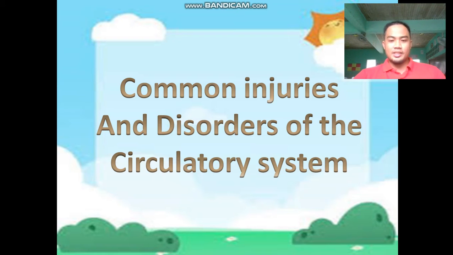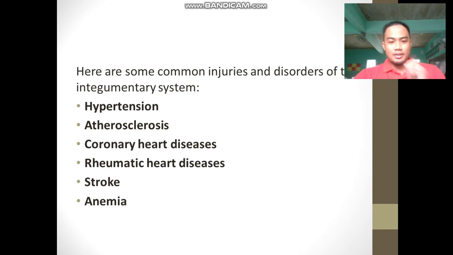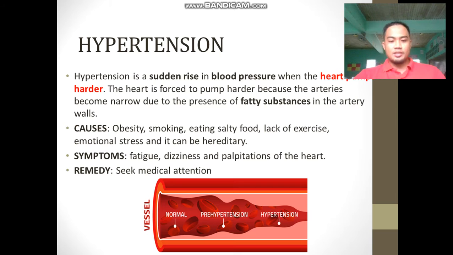So, common injuries and disorders of the circulatory system: hypertension, atherosclerosis, coronary heart diseases, rheumatic heart diseases, stroke, and anemia. So, first is the hypertension, which is a sudden rise in blood pressure. So, kung high blood, hypertension, so high blood, which is caused by obesity, smoking, eating salty food, and so on, and lack of exercise, emotional stress.